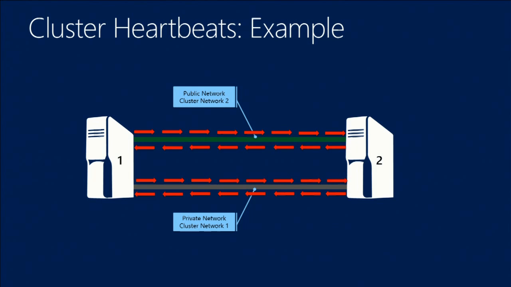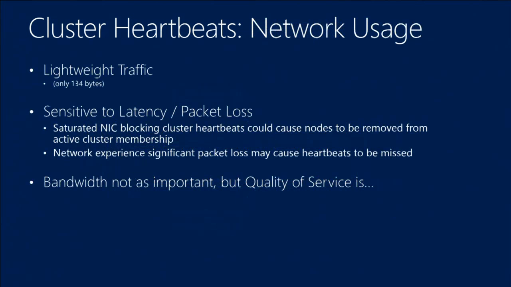So that's just an example. If I have a 2-node cluster, I have a public network where my clients can connect, and I have a private network. So heartbeats are sent on all networks. In terms of network usage for heartbeats, it's actually fairly light. It's an extremely lightweight packet, but it's sent at a once per second frequency on all cluster networks. So bandwidth as such is not a factor, but quality of service is a big deal in terms of the cluster traffic.